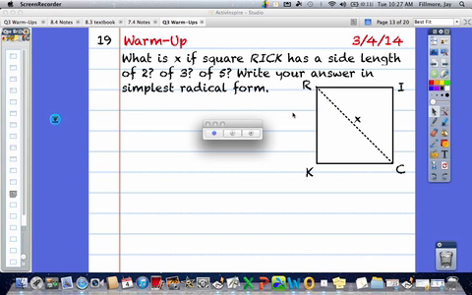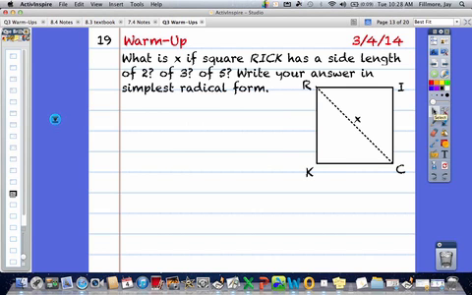Today we are talking about section 7.4, which is talking about special right triangles. But before we go into that, I want to go through the warm-up that was done for this section to give us an idea of how these work.